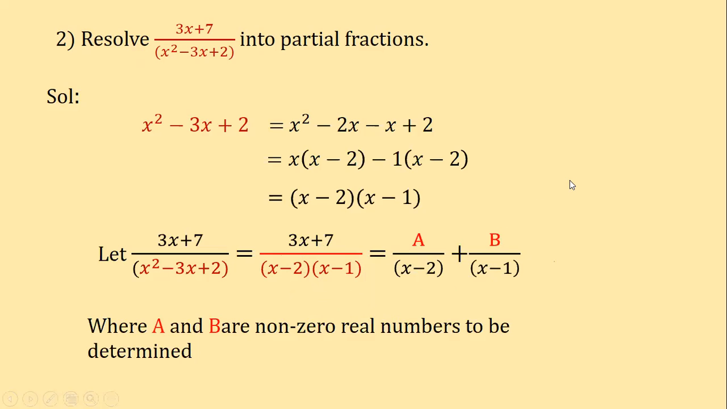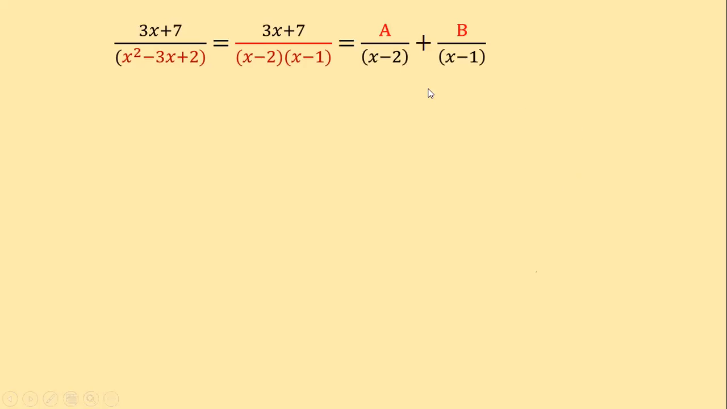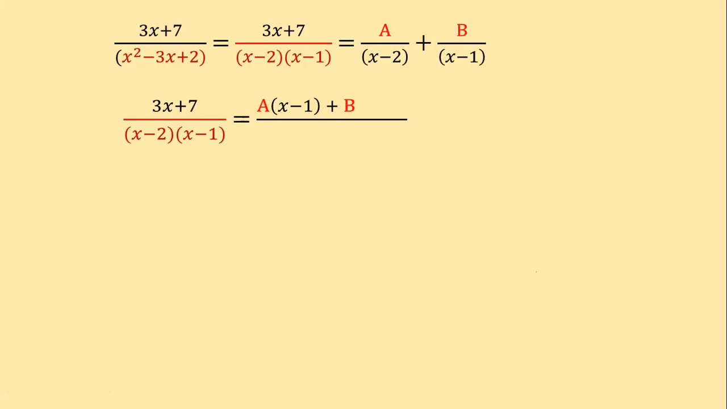Similar to the previous example only, children. So these are the partial fractions you have done. Let us see here. The first thing you have to do here is take the LCM. 3x plus 7 by x minus 2 into x minus 1 is equal to, so what is the LCM here, children? A into x minus 1 plus B into x minus 2, by x minus 2 into x minus 1. So this is the LCM we got.